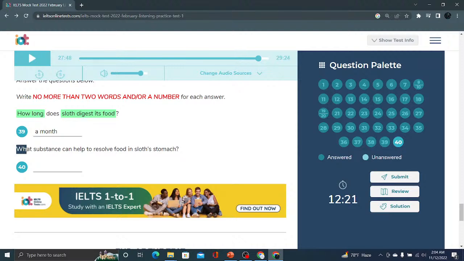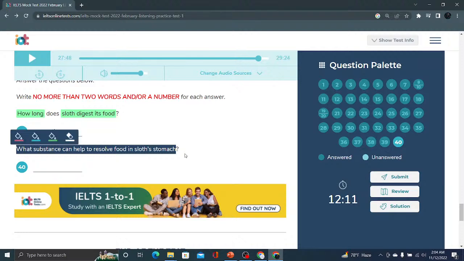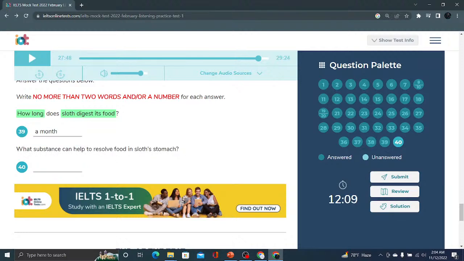Okay, what substance helps to resolve food in a sloth's stomach?